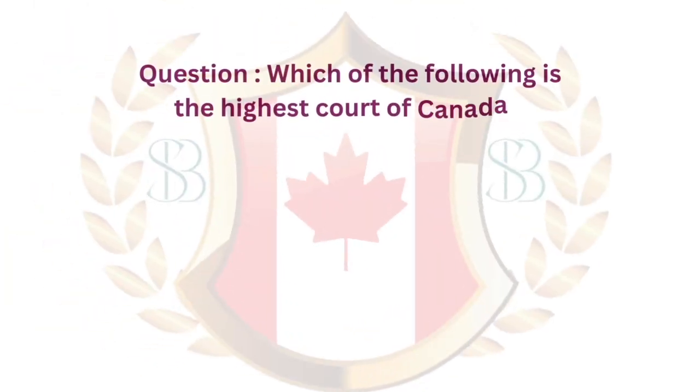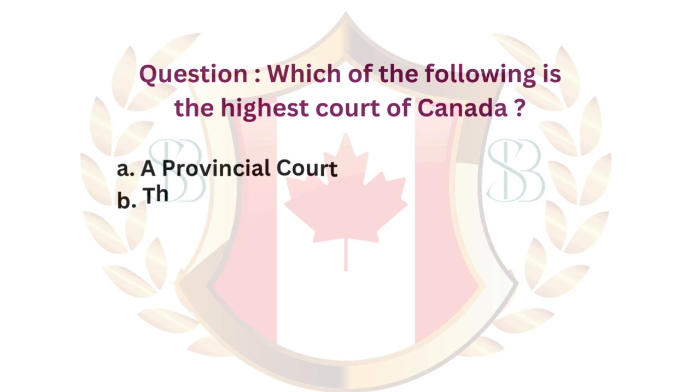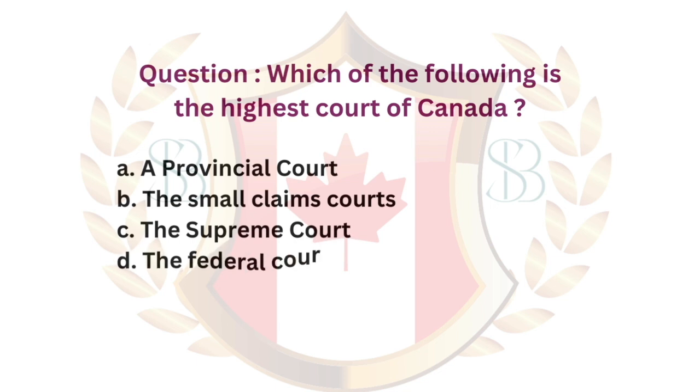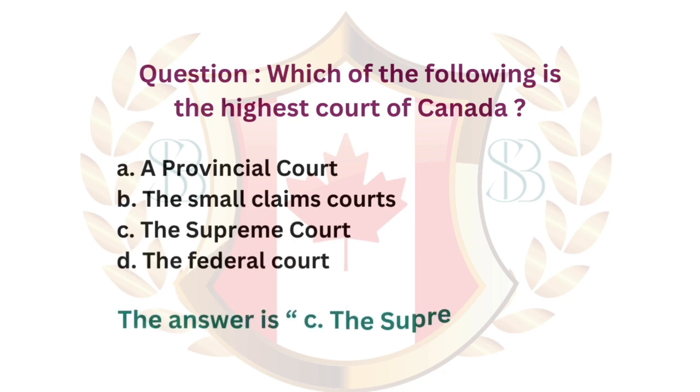Question. Which of the following is the highest court of Canada? A. Provincial court. B. The small claims courts. C. The Supreme Court. D. The federal court. The answer is C. The Supreme Court.